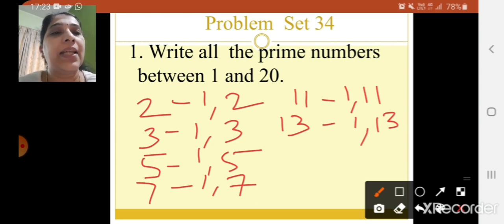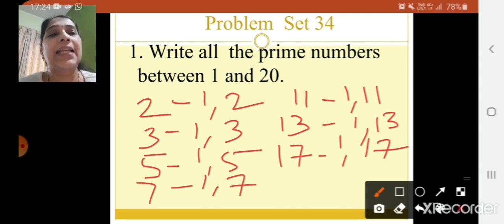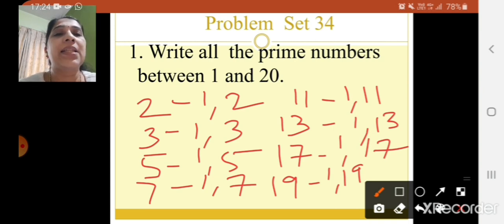Then 17. Yes, 17 is a prime number. So we will write 1, 17. So 17 is a prime number. Let's take the number 18. 1, 2, 9, 3, 6, 18. So it has got more than 2 factors. So 18 is not a prime number. Now let's take the number 19. Yes, it is a prime number because it has got only 2 factors, that is 1 and the number itself. So all these numbers, if you see, children, have the factors 1 and the number itself. So that's why it is called a prime number.